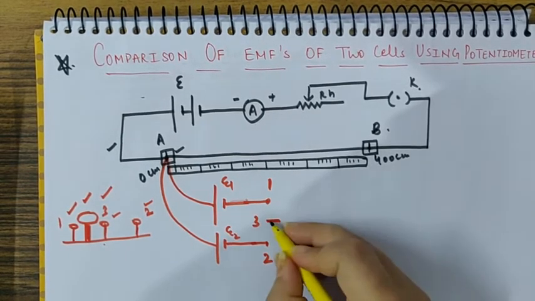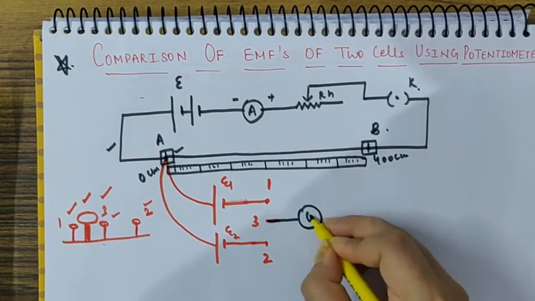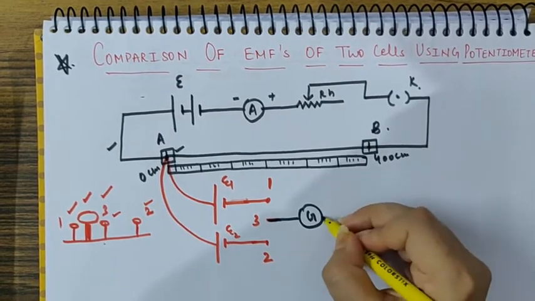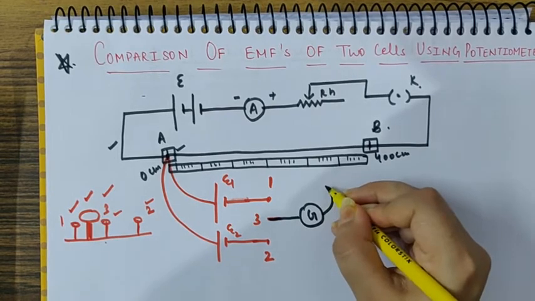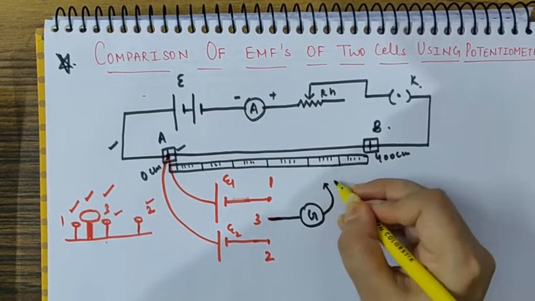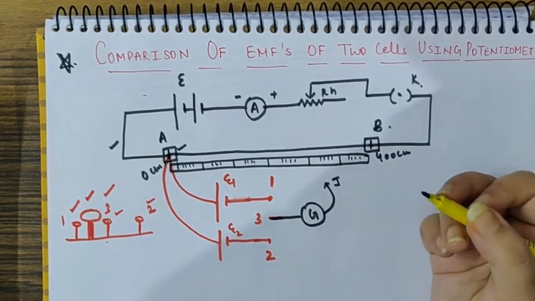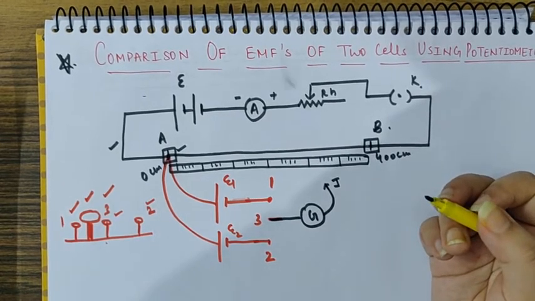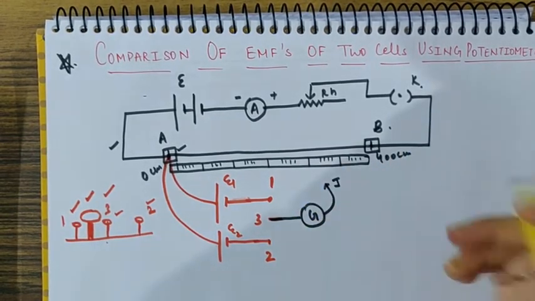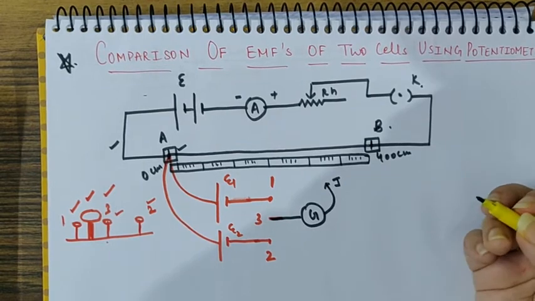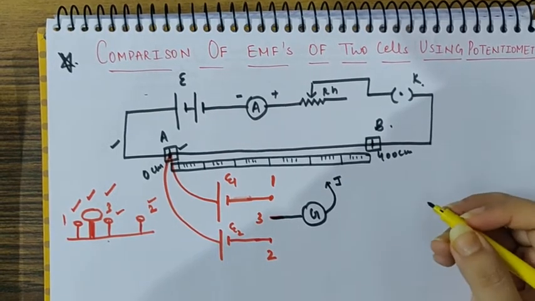So point 3 is connected to a sensitive galvanometer, and the other end is connected to a metal contact that is called a jockey. So what are the working points that we are going to discuss here?